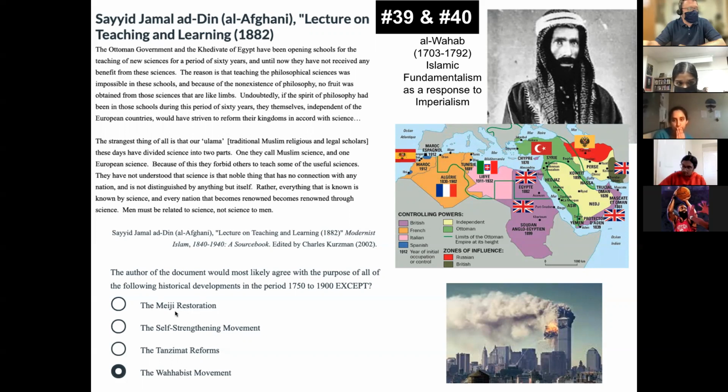The Meiji Restoration is the industrialization and Westernization of Japan. Self-strengthening is a failed movement that tries to modernize China. Tanzimat reforms are constitutional reforms in the Ottoman Empire to modernize. Even if you had no idea what a Wahhabist was, you could process of elimination figure it out. A Wahhabist is one of the original Islamic fundamentalist groups that are opposing imperialism.